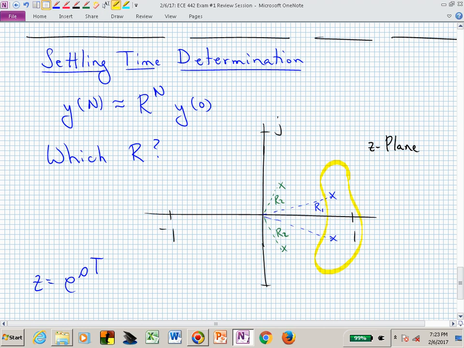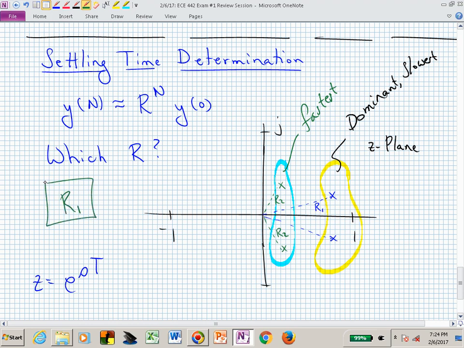That's the faster pole. This is the dominant, or slowest. This set is the fastest. So, which R? R1 would be used for the settling time.